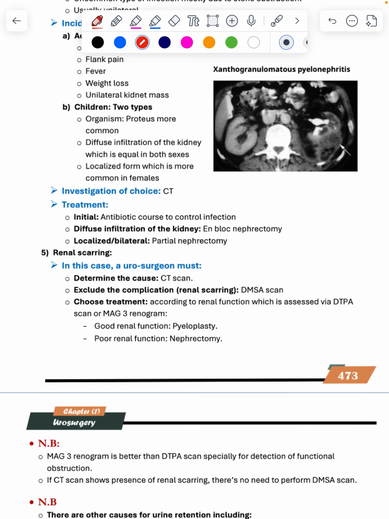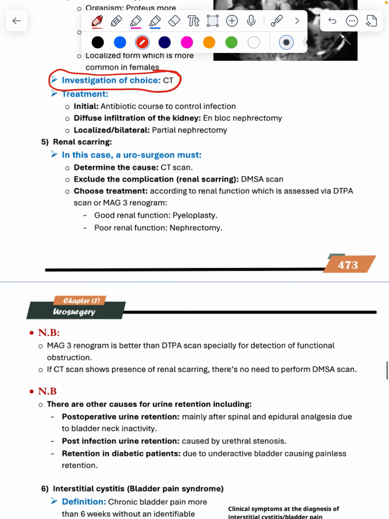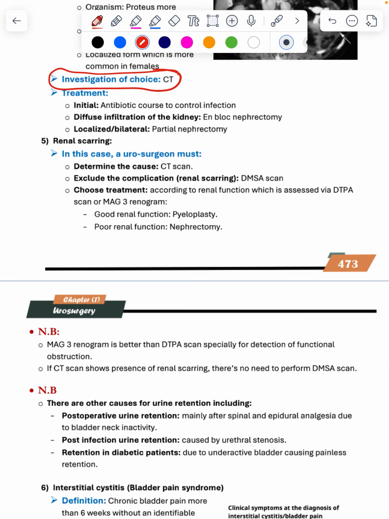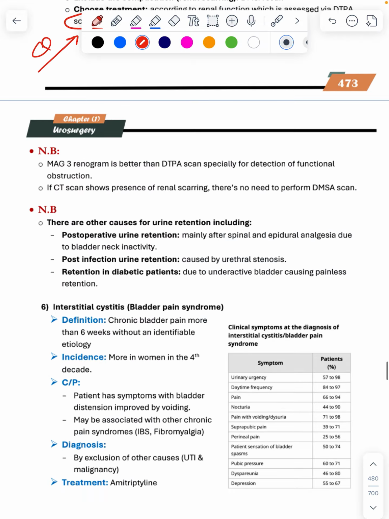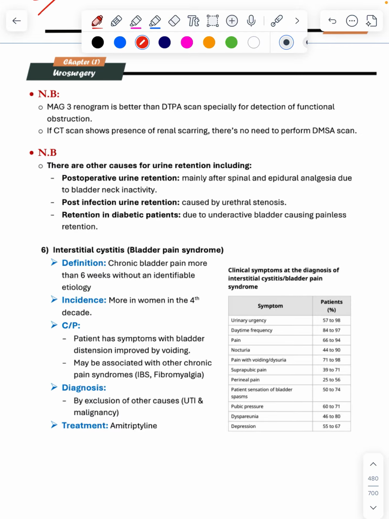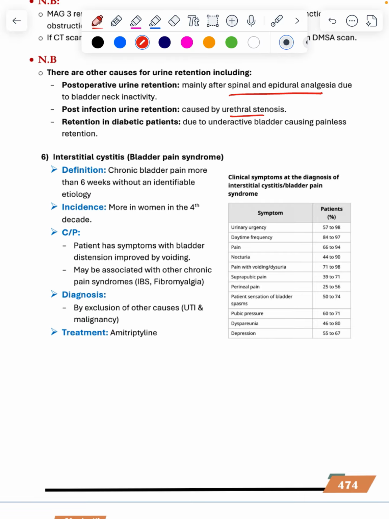Incidence, hydatid mole, frying pan, fever, weight loss. Investigation of choice is CT scan. MRI is also good. Post-operative urinary retention may occur with spinal and epidural analgesia, urethral stones, diabetes. So bladder pain syndrome. This is interstitial cystitis. This is again a question.